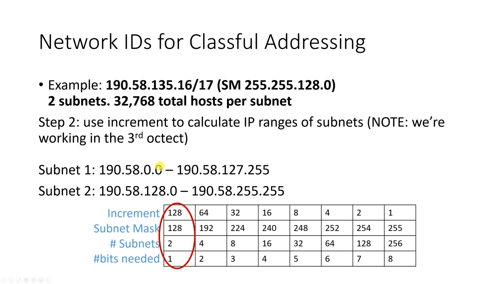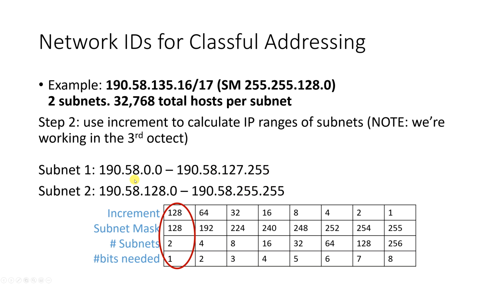Now we need to deal with the fourth octet. So the range in the fourth octet is always 0 to 255. So subnet 1 ranges from 190.58.0.0 to 190.58.127.255. And subnet 2 ranges from 190.58.128.0 all the way up to 190.58.255.255. Now, check this out. This is probably pretty easy to understand. 190.58.0.0 right here, and then 190.58.255.255 down here. Those numbers, you can probably immediately see where we got them.